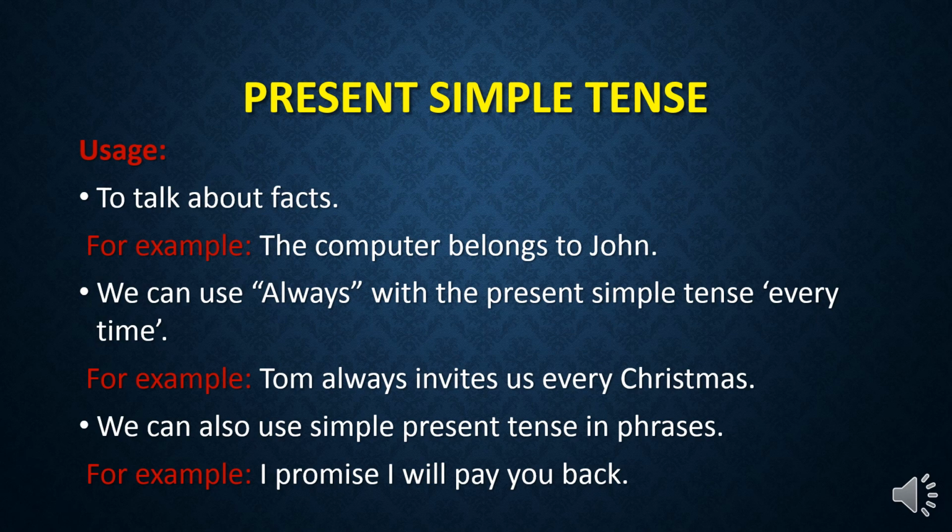We can also use it to talk about facts. For example, the computer belongs to John. The sun rises in the east. Honey is sweet. Or, fortune favors the brave. We can use always with the present tense as every time. For example, Tom always invites us every Christmas. I always make silly mistakes in exams. We can also use present simple tense in phrases such as I promise, I agree, I refuse, etc. For example, I promise I will pay you back. Or, it's all right, I forgive you.